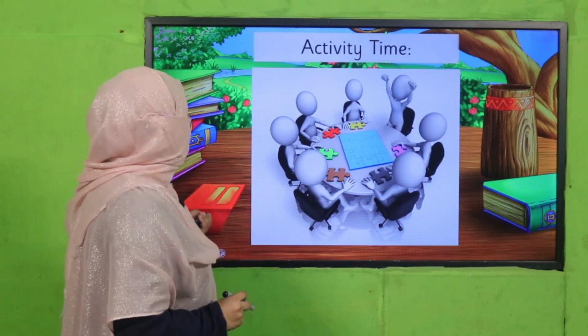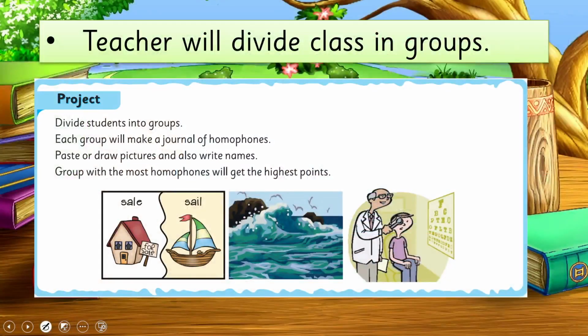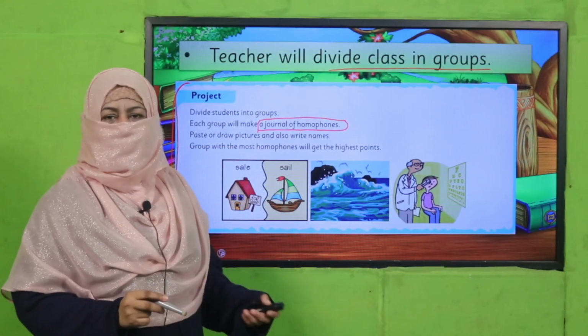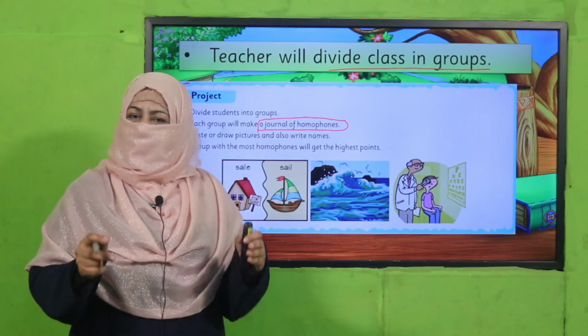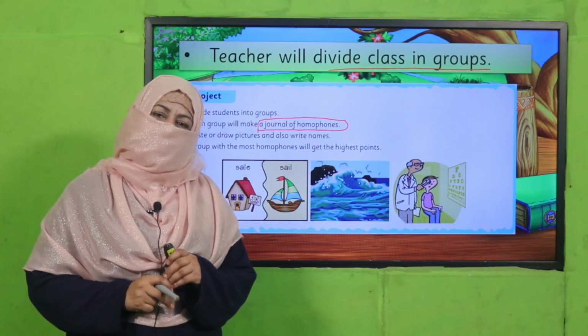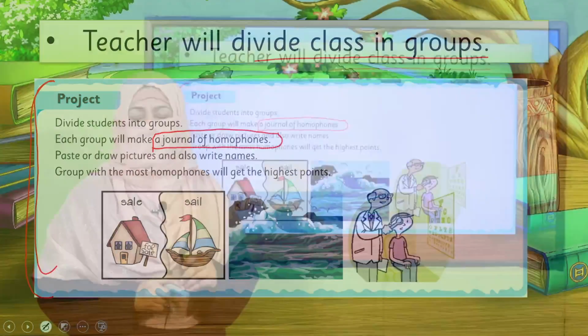Okay, let's practice it through an activity. This project is given in your book. So teacher will divide class in groups. Follow the instructions, make a beautiful poster for homophones. All the instructions are there. You will make a journal of homophones. So pause the video, make this journal in a very exciting manner, and when you are done with this activity, kindly come back.